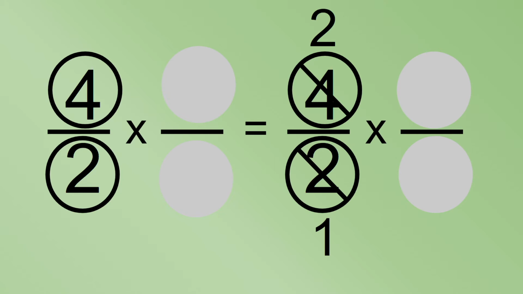If we are multiplying the top layer by 4 and the bottom layer by 2, as I said before, it is the same as multiplying just the top layer by 2. Also, we can notice that we are simplifying this fraction.